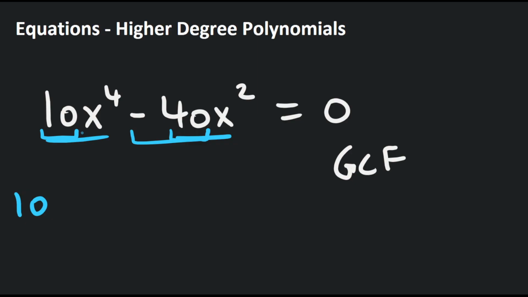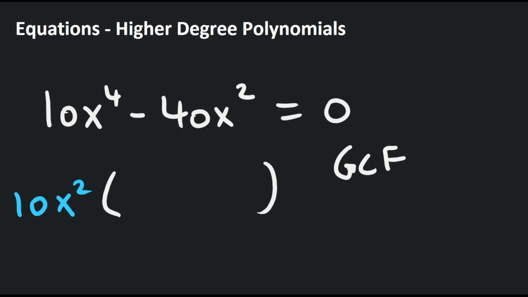Now looking at the variables, x to the fourth and x to the second, the greatest common factor there is x to the second. X to the second goes into x to the fourth twice, and x squared goes into x squared just once. So we can write 10x squared, and when we factor, we set up our parentheses and divide each term by what we factored. So let's divide each term by our greatest common factor, 10x squared.